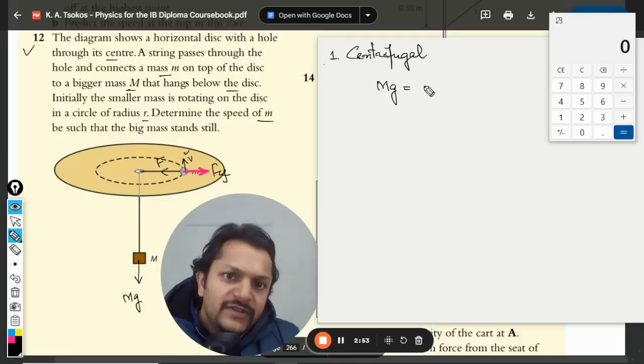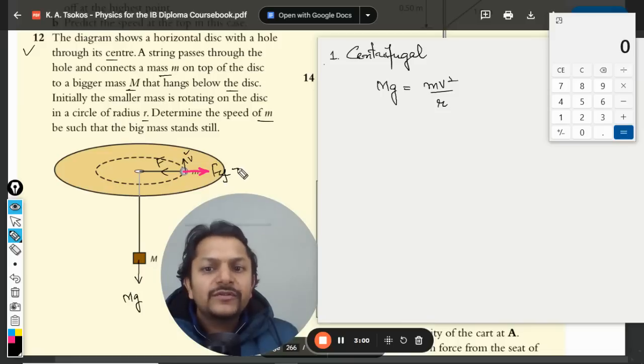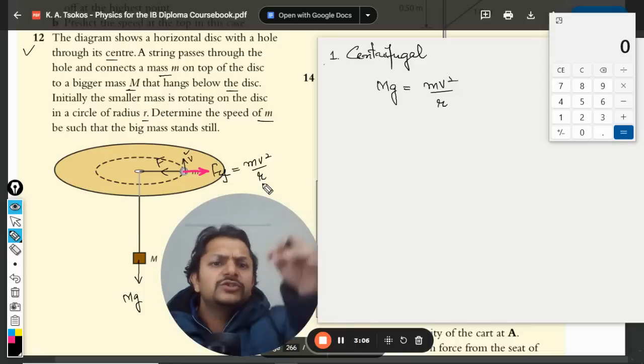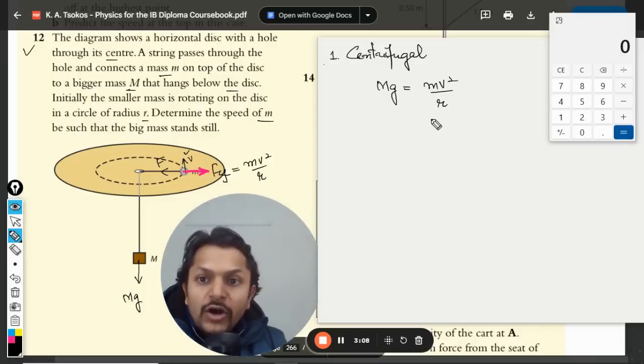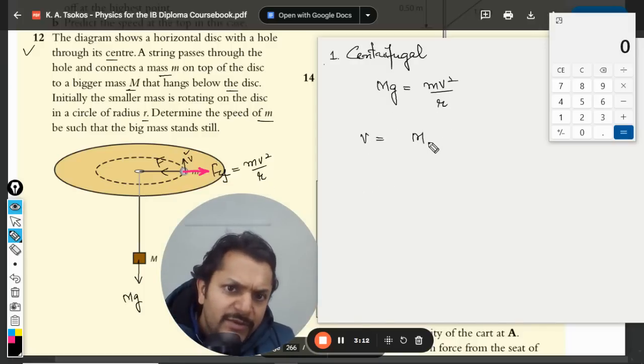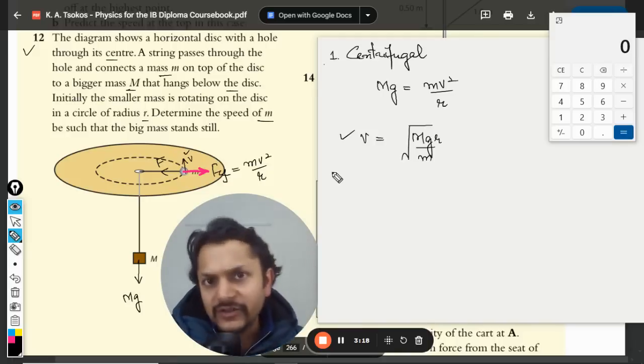So Mg will be equal to the centrifugal force that is experienced by the small m. Clearly, the magnitude of the centrifugal force will also be mv squared by r, which is equal and opposite to the centripetal force. So it will be mv squared by r only. Accordingly, we can find the expression for the velocity. And this velocity will be capital Mgr divided by small m, and you can take the square root, and there it is. This is your answer.